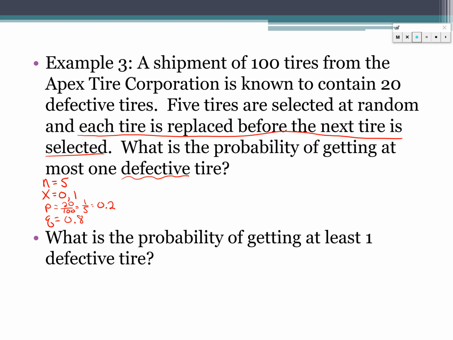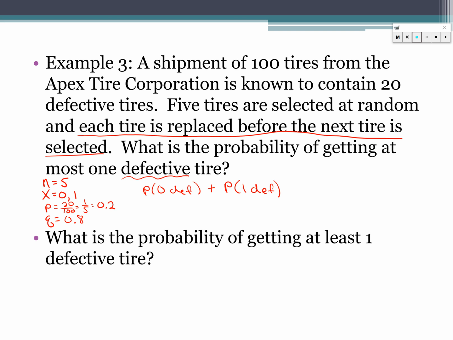Since I need 0 defective or 1 defective, we need to find the probability of 0 defective, and then are we going to add it or multiply it? I want 0 or 1. What's the keyword or tell us that we're going to add? I want one or the other. I don't want both. So we have to find those individual probabilities and then add them together.